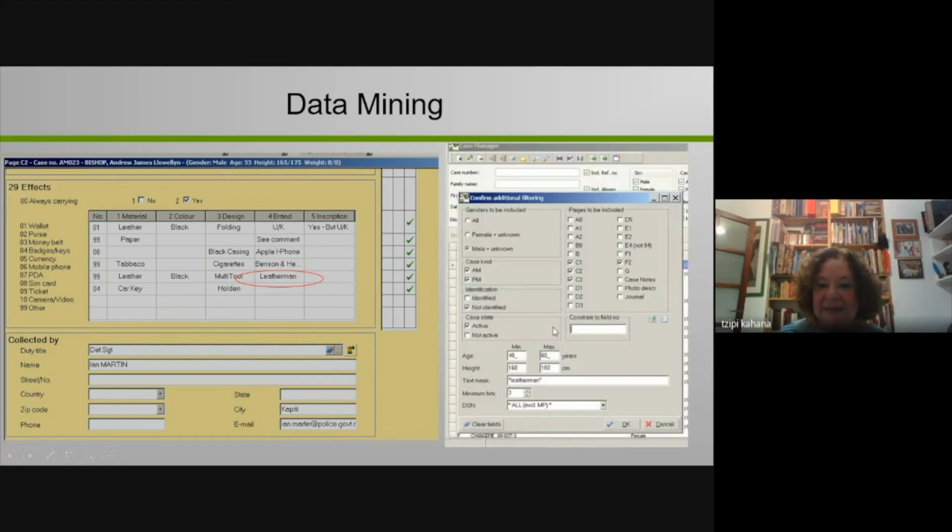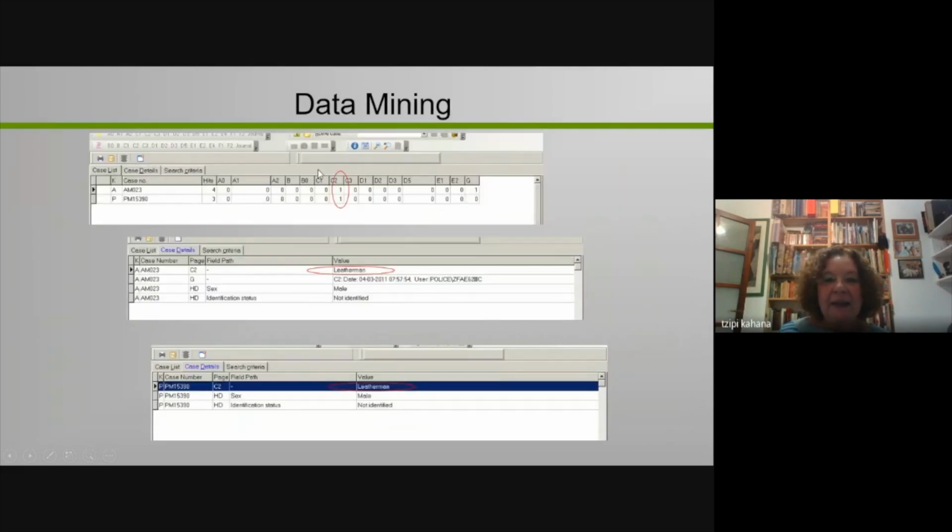So we asked the system to search all over the records for the word Leatherman, and let's see if we can find it. And the system retrieves two cases, one ante-mortem, which is the one I showed you, and one post-mortem, which has a Leatherman within the personal effects of the individual. Okay, we're doing good. The sex is the same. And let's see which data do we have for this individual.